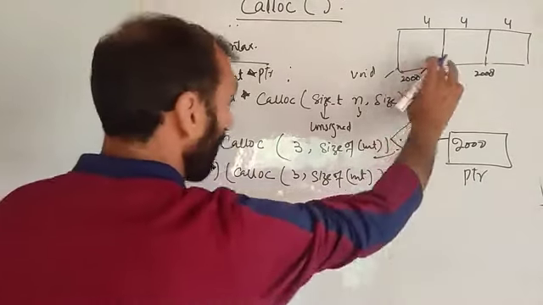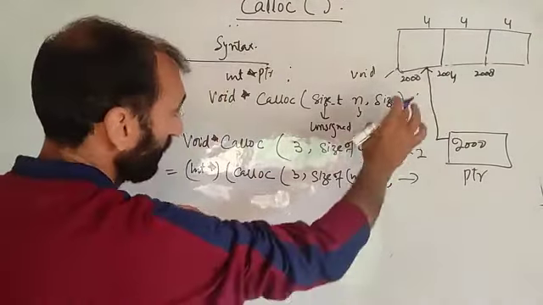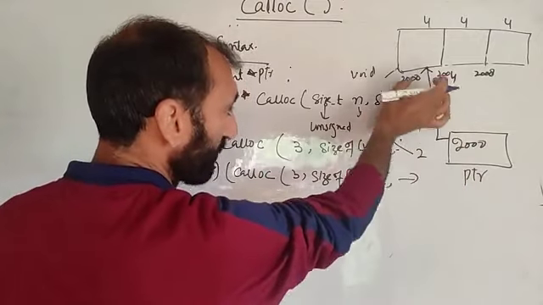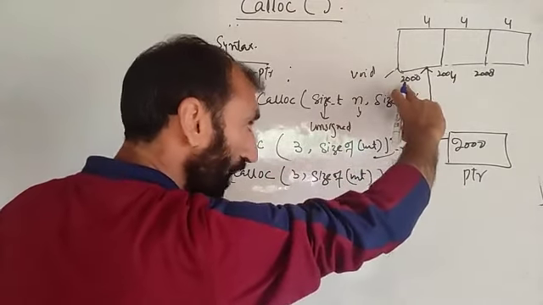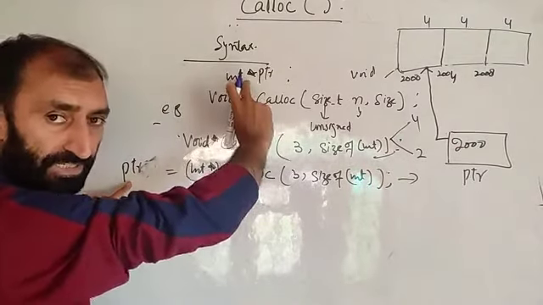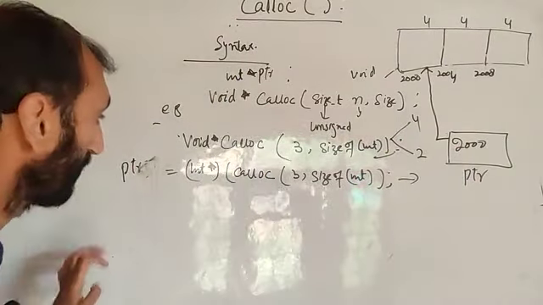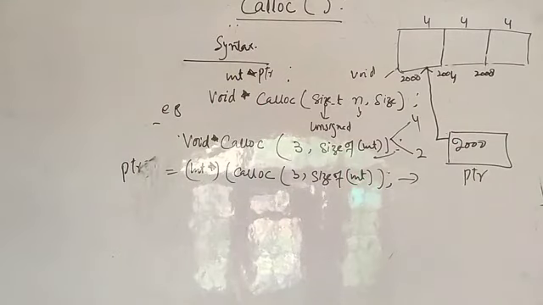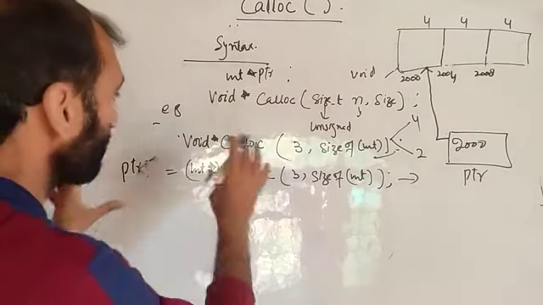So on successful allocation, it will return the pointer, that is, the address of the first byte. In this case, that is 200,000, and that is going to be stored in ptr, which I have already declared here. Okay, now I hope that you have understood what the calloc function is and what its syntax is.